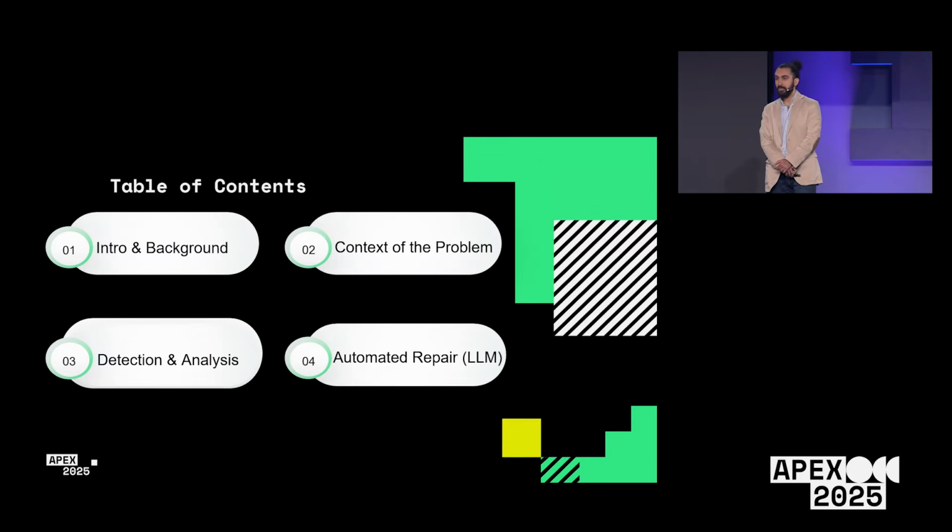Here's a table of contents of what I'm going to talk about. I'll give a very brief introduction of the gas mechanism on Ethereum. Then I'll jump into the problem that we're trying to solve. And our solution has two parts, the detection part and the repair part.